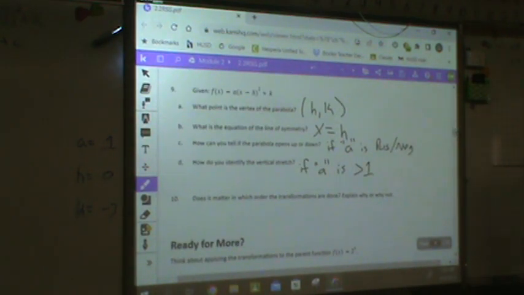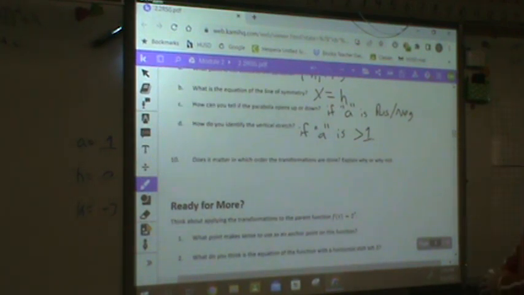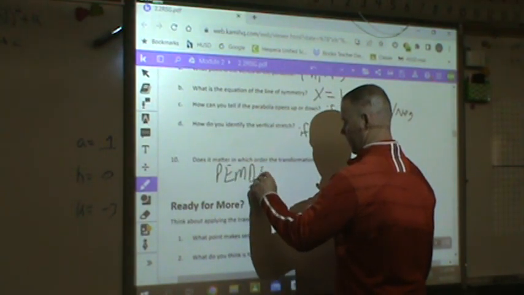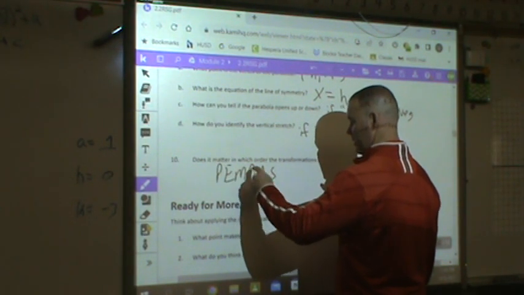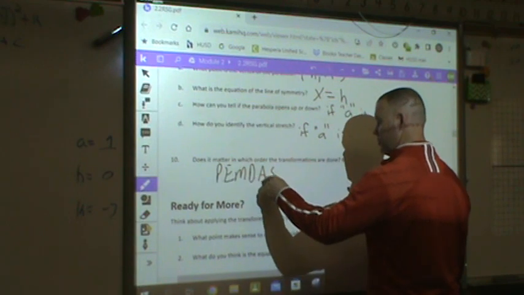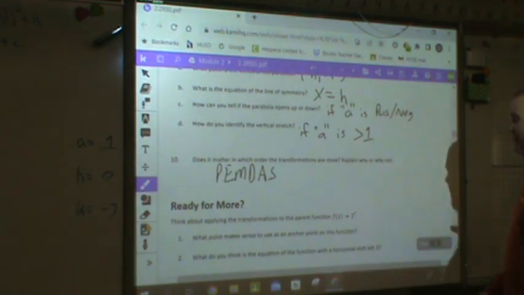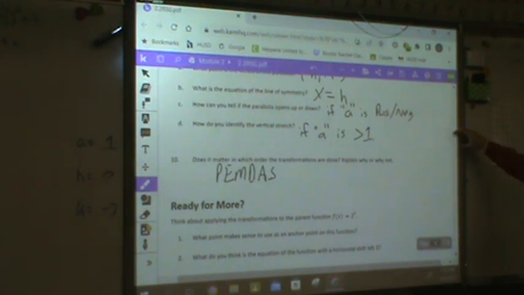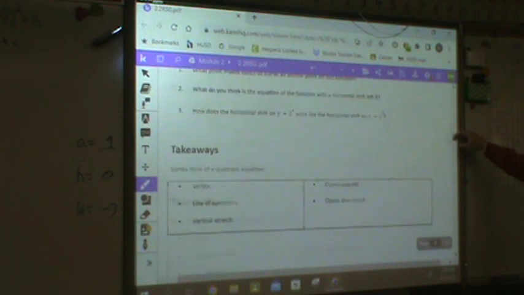Does it matter what order we do the transformations in? Yes, of course it matters. Okay? Think of PEMDAS. Please excuse my dear Aunt Sally. Whatever you use to think of order of operations, it matters. Everything has to have an order to it. You can't do the stretch or shrink first and then move the thing around. It wouldn't work.